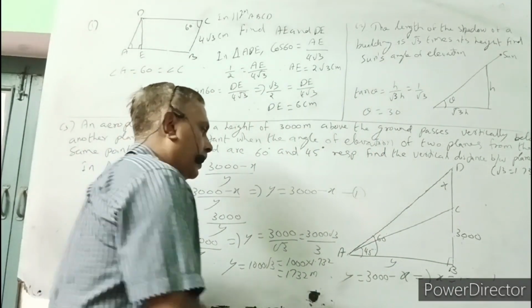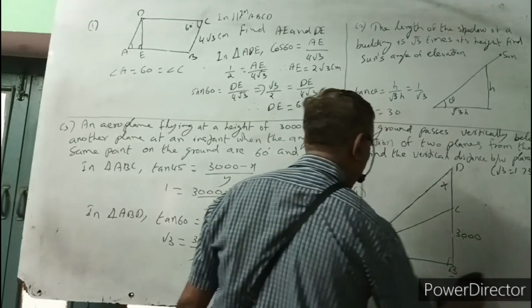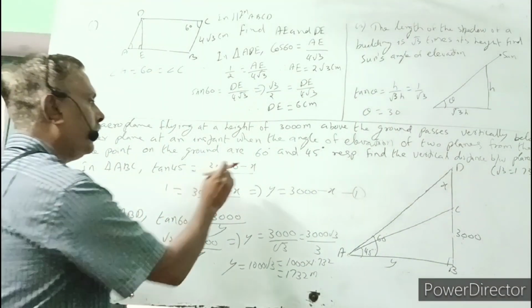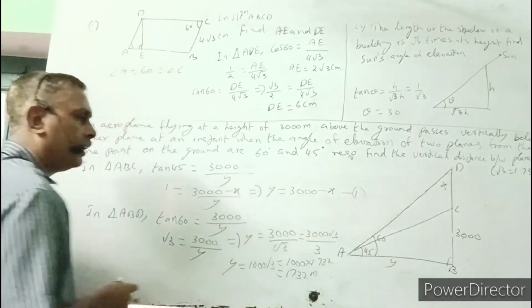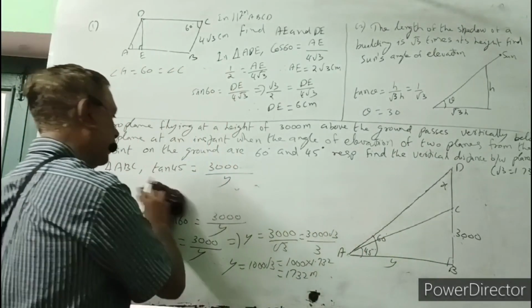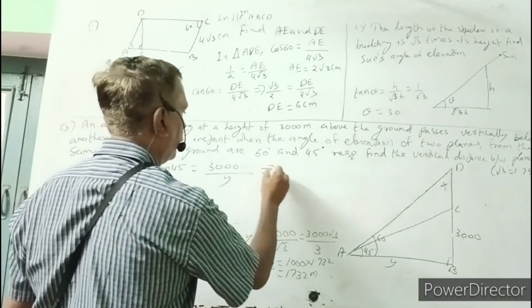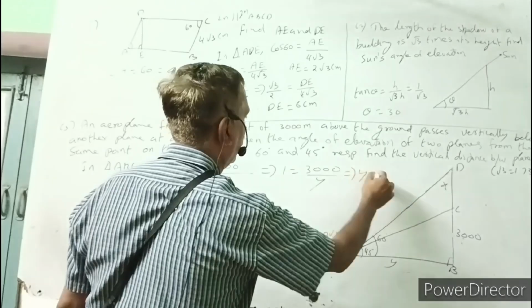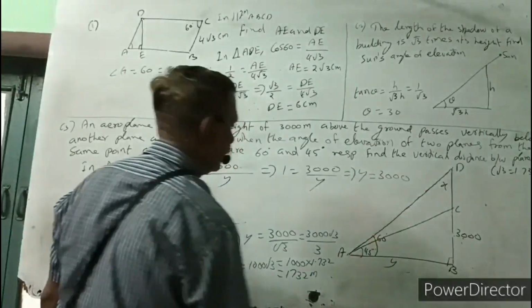So how much change is coming? I am just going to explain. Tan 45 will come 3000 upon y, so y becomes directly 3000 here. 1 is equal to 3000 upon y, so this implies y is equal to 3000.